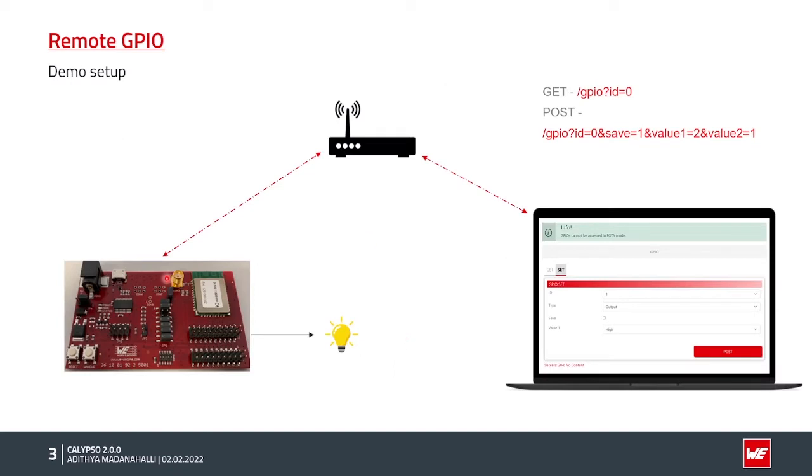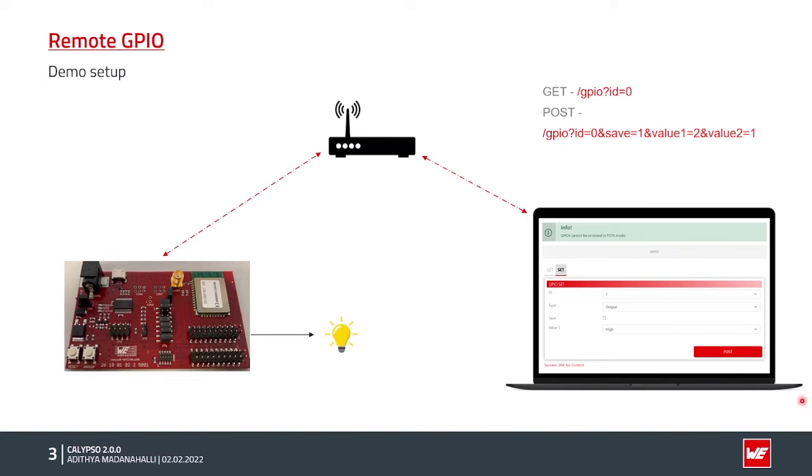For our demo today, I have a Calypso evaluation board connected to a small LED board. The Calypso Wi-Fi module itself is configured to connect to an existing access point. I connect my laptop to the same access point and access the web pages on board the Calypso Wi-Fi module. By sending an HTTP GET request onto the GPIO API with ID equal to 0, I can get the current status of GPIO 0. And similarly, I can use an HTTP POST request on ID 0 to configure and control the GPIO pin 0 on the Calypso Wi-Fi module.